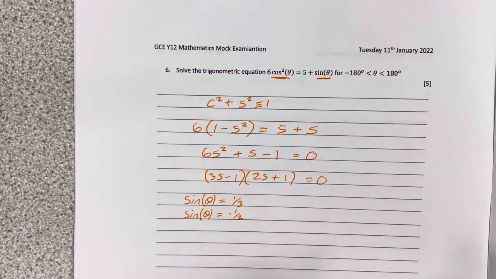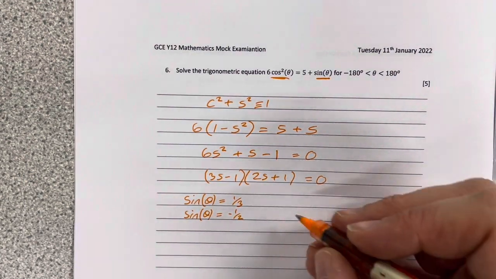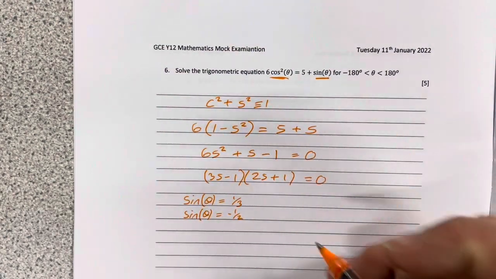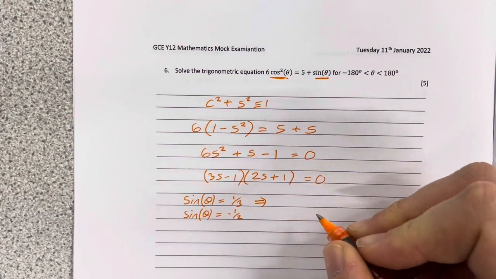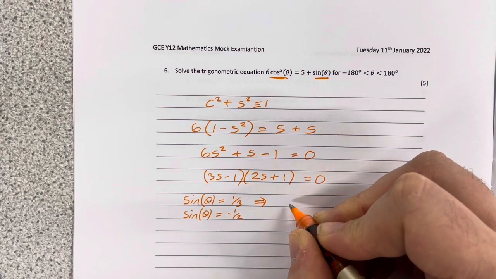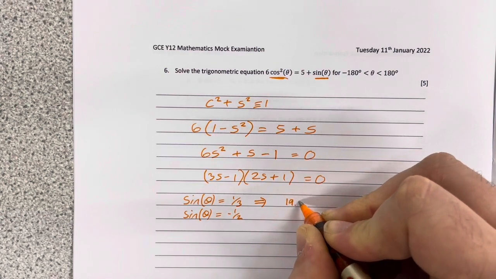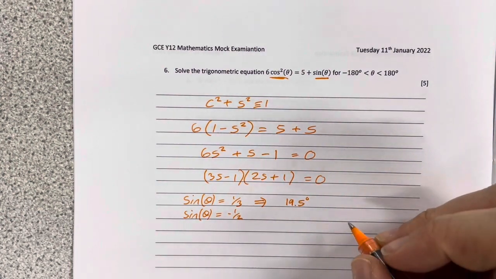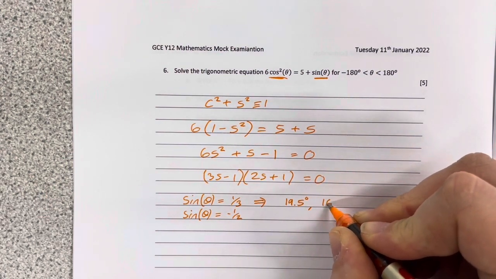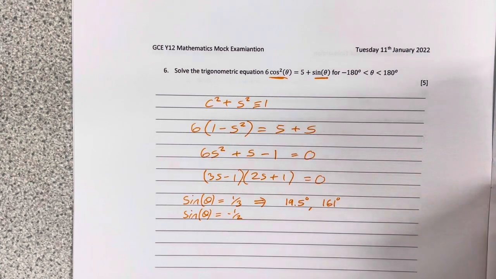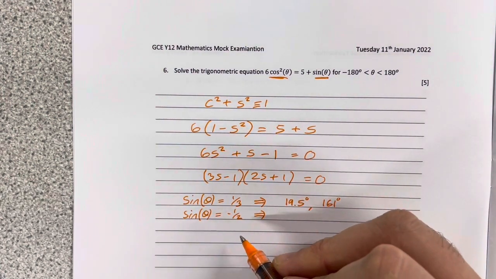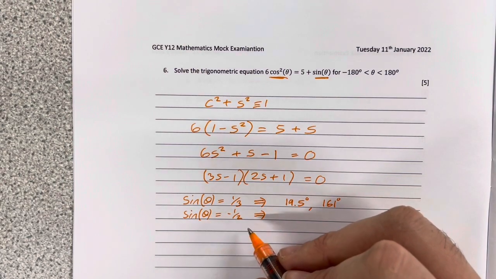Okay, those are the two solutions for sine of theta, and then I can go ahead and solve those. It doesn't give a particular degree of accuracy, it doesn't request one, so therefore 3 sig fig is standard. So I'm going to use that. So if I inverse sine a third, my calculator will give me that it's 19.5 to 3 sig fig, and if I do 180 minus that, I'll get the next solution, and that's going to be 161 to 3 sig fig. And this one here, if I inverse sine minus a half, I'll get minus 30.